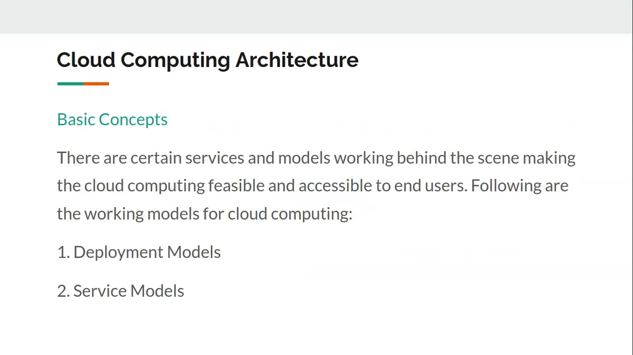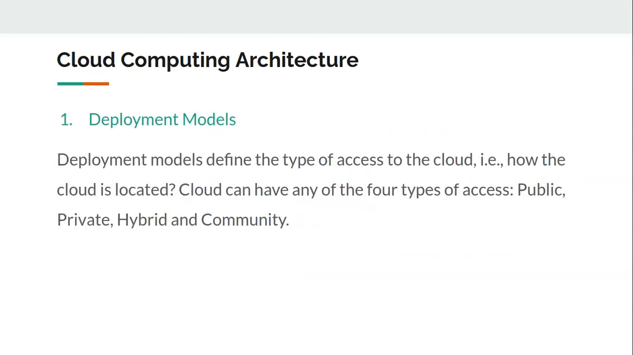So basically, those are what we call services and models. So where are they and what are they? Following are the working models for cloud computing. The models we talk about here are two: deployment models and service models. So let's look at the first one, which is deployment models. Deployment models define the type of access to the cloud. Which kind of access do you have to the cloud? That's what we call deployment models. How the cloud is located.